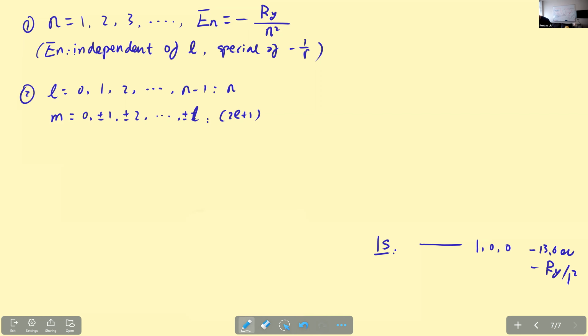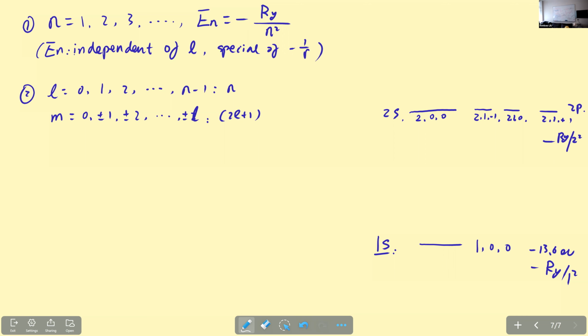And then you have the other states. For example, this one is 2, 0, 0. We call this one 2s. And you have 3 states: 2, 1, minus 1; 2, 1, 0; 2, 1, plus 1. These are called 2p states. So altogether you have 4 states, right? The energy of these, of course, is minus the Rydberg energy divided by 2 squared, so that's 1/4 of the negative Rydberg energy, right?